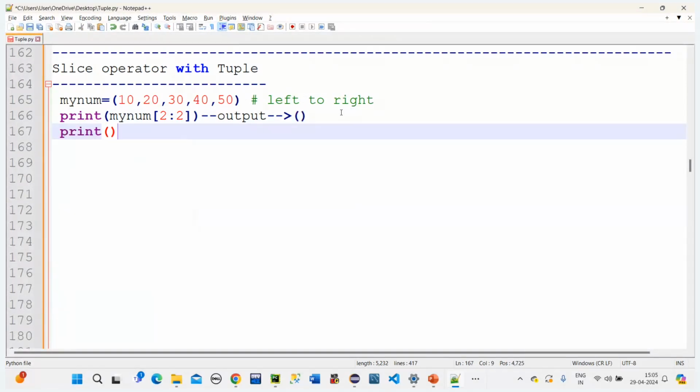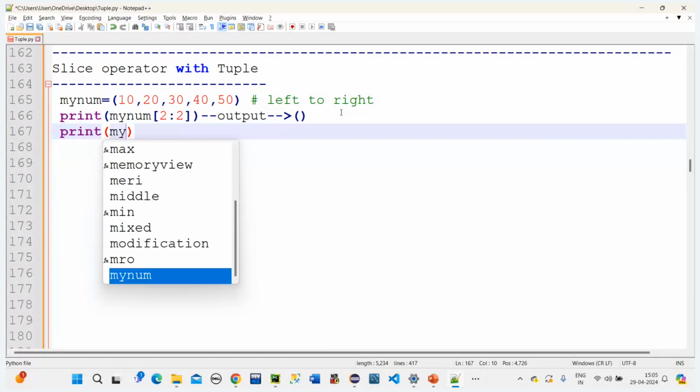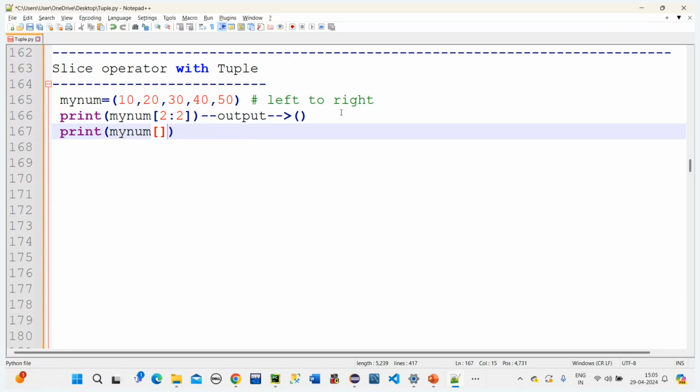Print same one. My num is remaining same to all. Print my num in this, 6:10. Now can you guess the output here? Anyone?